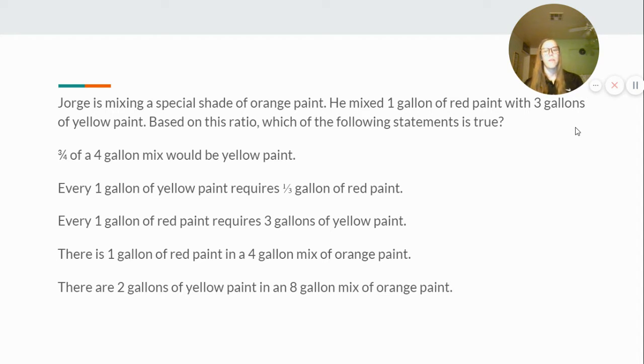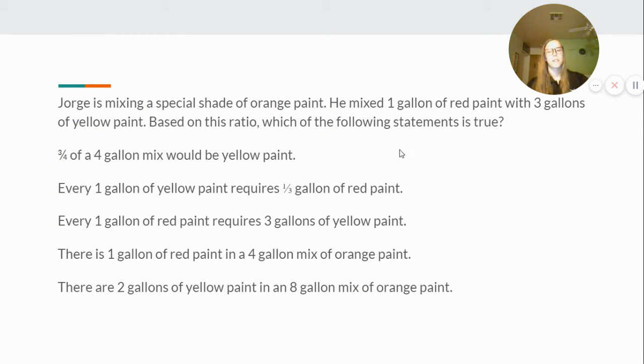3/4 of a 4-gallon mix would be yellow paint. Every 1 gallon of yellow paint requires 1/3 gallon of red paint. Every 1 gallon of red paint requires 3 gallons of yellow paint. There is 1 gallon of red paint in a 4-gallon mix of orange paint. And finally, there are 2 gallons of yellow paint in an 8-gallon mix of orange paint.